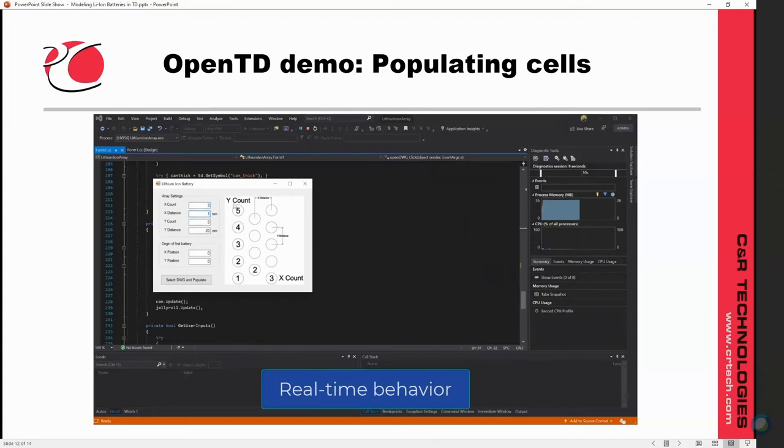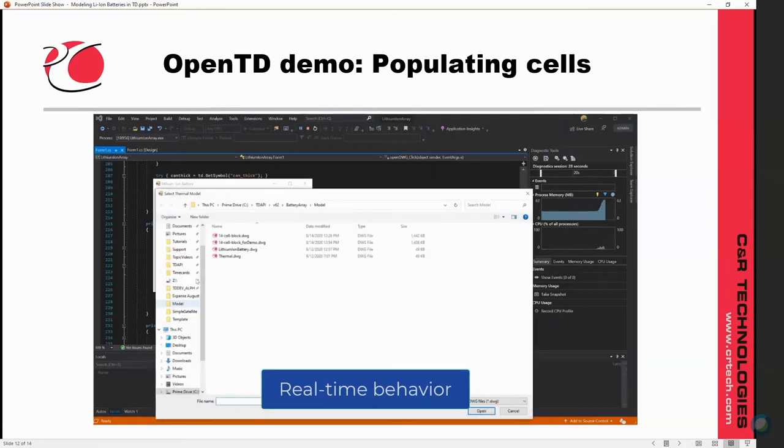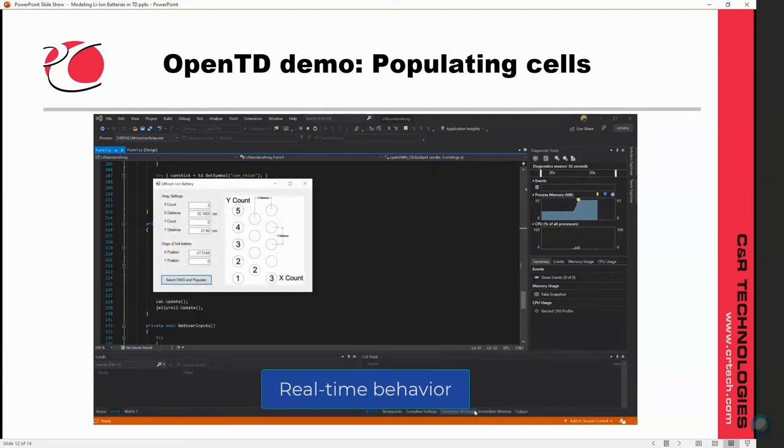So once this has been written, all you have to do is run it, which is where it is, and here's the form that's filled up. I've turned this to real-time behavior, so you can see the person typing in how many rows, how many columns, how many objects in each of those, and the distance between each of the rows and columns. And then where the origin of this pattern is.